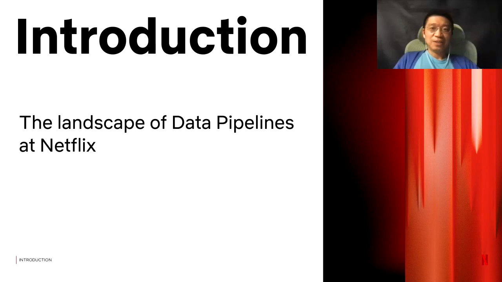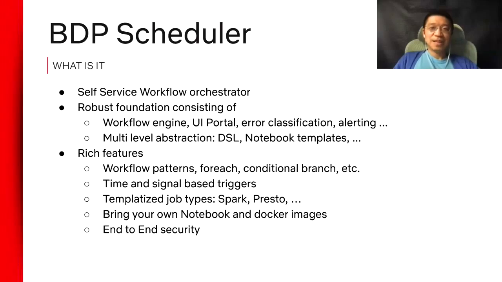Over the past years, we have developed a robust foundation to provide users a consistent way to manage and automate their data pipelines. This foundation is called the BTP Scheduler. BTP Scheduler provides workflow as a service to thousands of Netflix internal users. It is scalable and reliable, including multiple components, for example, Workflow Engine, UI, alerting, and abstraction layers such as DSL and templates. It satisfies all the needs of our users, including engineers and non-engineers. We will go over it in this talk.